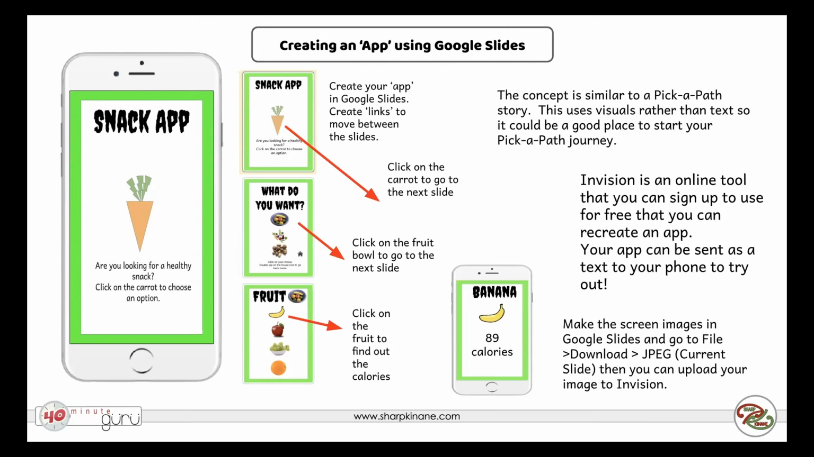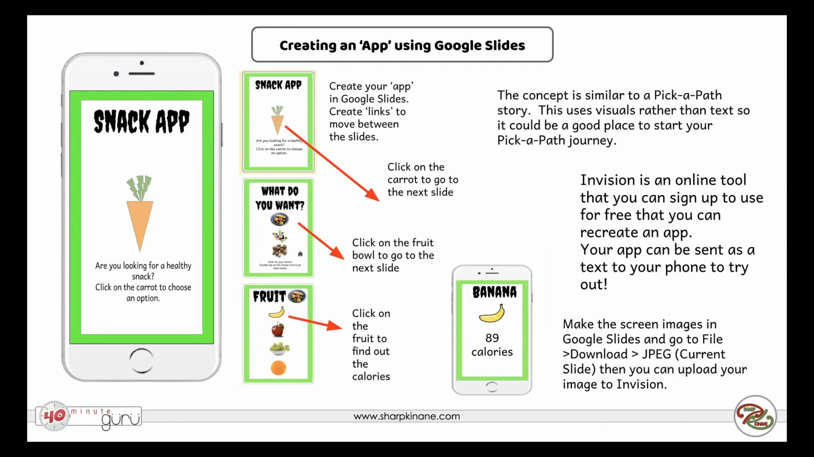In this case, I've created the snack app page, and if you click on the carrot, it would link you to the next slide. So, are you looking for a healthy snack? Click on the carrot to choose an option. The next slide is, what do you want? Do you want to choose from fruit, vegetables, or nuts? If you click on the fruit bowl, it takes you down to the next slide. Then the fruit: banana, apple, grapes, or orange. Click the banana, and it shows you how many calories the banana has.